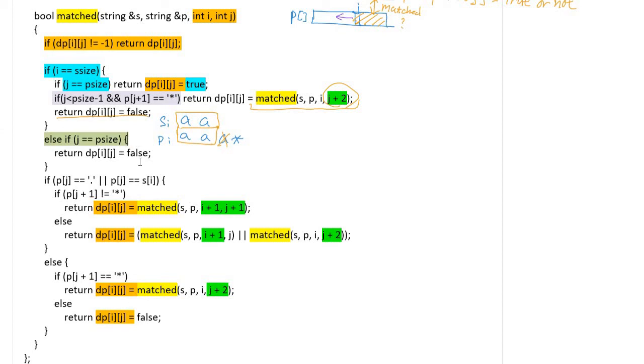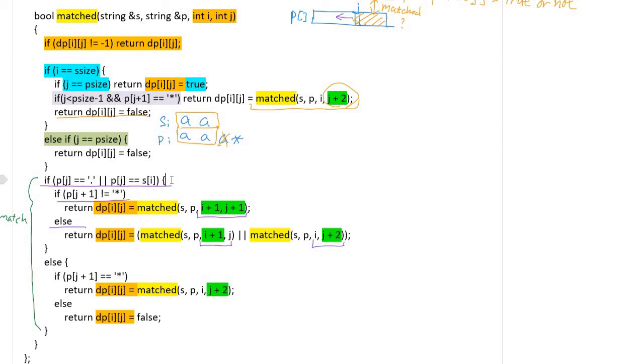If j reaches the end of parent while string s is remaining, it should return false. And this part is a character matching algorithm. At first, we should compare two characters from string s and p. If two characters are matched, we should check if the next character is asterisk or not. If the next character is not asterisk, we should call the recursive function with i plus 1 and j plus 1, because the pattern character could not be repeated, so we can just compare the next characters. In else case, we should combine two cases, i plus 1, j and i, j plus 2.